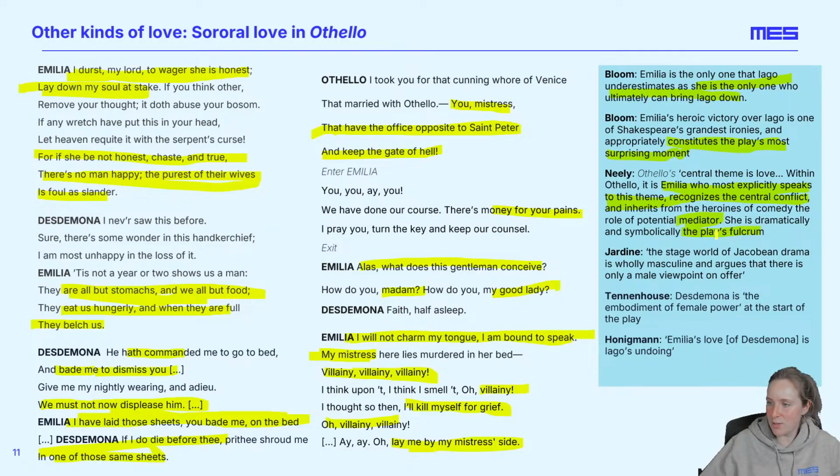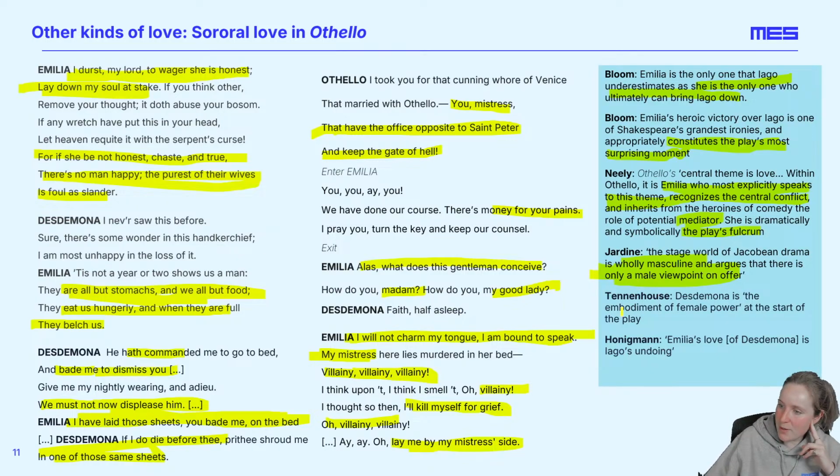Jardine says the stage world of Jacobean drama is wholly masculine, that there's only a male viewpoint on offer. This is something I've included not necessarily because I agree with it, but perhaps you could use it to contradict this argument. If Jardine is saying there's only a male viewpoint on offer, you could say, in this paragraph on sororal love, well, actually, in contrast to Jardine's point, there is this perspective of a sororal bond, because this is the only way we have redemption for the female characters here. It's Emilia that brings this viewpoint that's important.